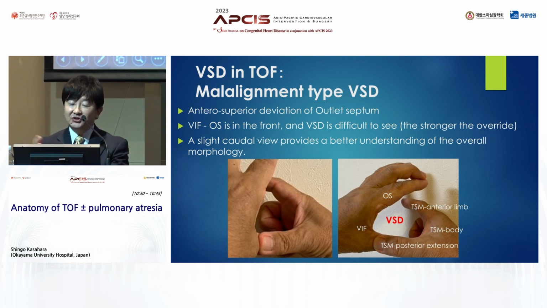Anterior superior deviation is the outlet septum. So the outlet septum is on the left-hand side. And then the infundibular septum, and also the septomarginal trabeculation, body, anterior limb and posterior extension, with the VSD here. That is a malalignment. It means that the outlet septum and the TSM anterior limb are in different planes.